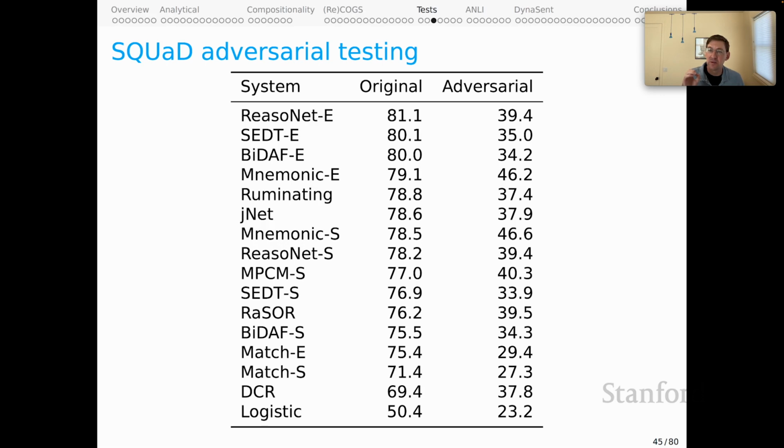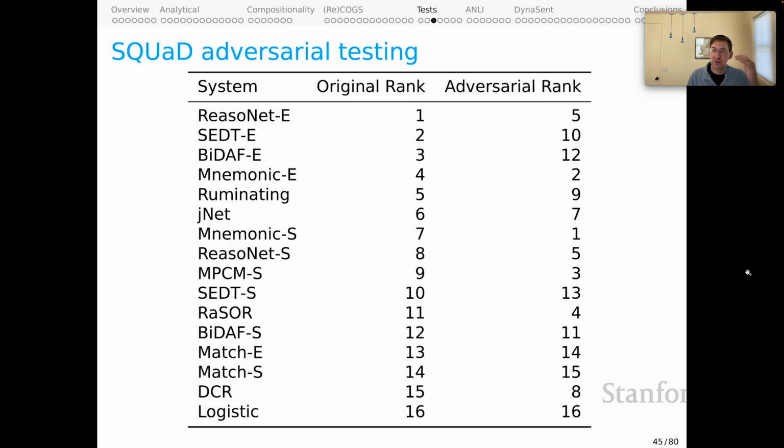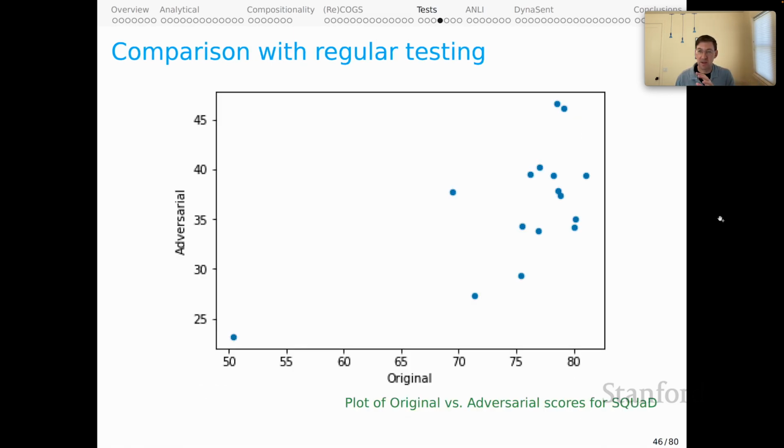But I think we should look even more closely. It's noteworthy that the original ranking has gotten essentially totally shuffled on this adversarial leaderboard. The original number 1 system has fallen to position 5. The original 2 position went all the way to 10, 3 to 12. I think the original 7th place position is now in the number 1 slot on the adversary. But the point is that there's essentially no relationship between original and adversary. This is a plot that kind of substantiates that.